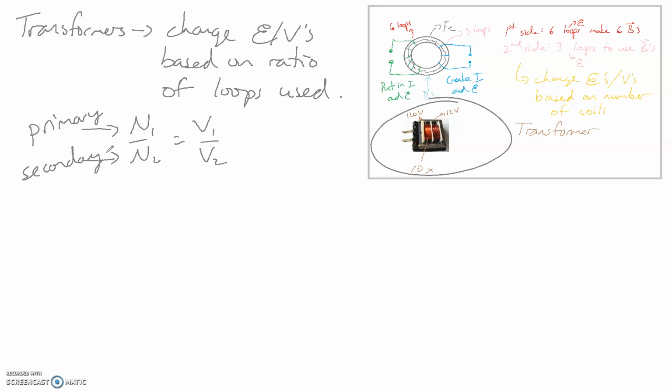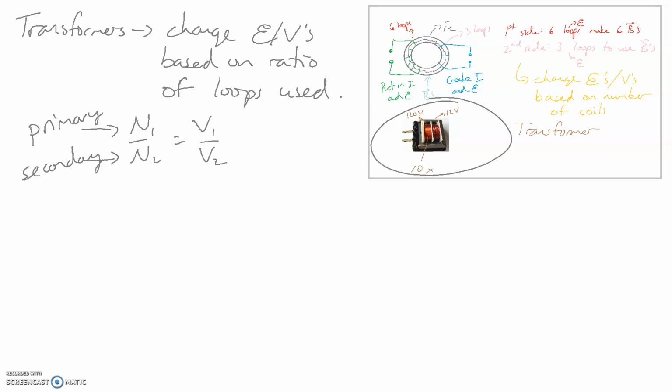So it's a really simple idea, used for tons of different things. You see transformers on poles for major power lines all the time. They're in all electronics, they're everywhere. They're just used for lots of different things. Now there is sort of a catch to this though. You're increasing and decreasing voltages, but there's a trade-off going on.